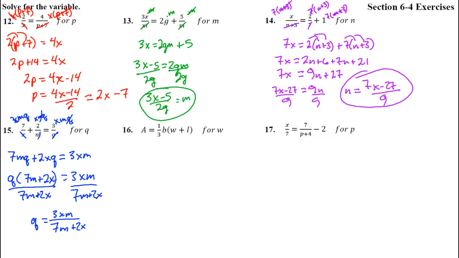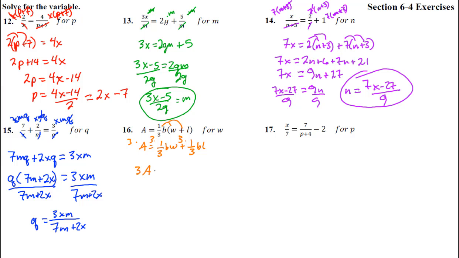All right, the next one. Number 16. Ooh, okay, so let's distribute that. And we get A equals 1/3 BW plus 1/3 BL. Let's clear out that least common denominator. Notice this is just a fraction. This is just what we've done before. There are no variables in the denominator. So when we times everything by 3, oh, this is nice.